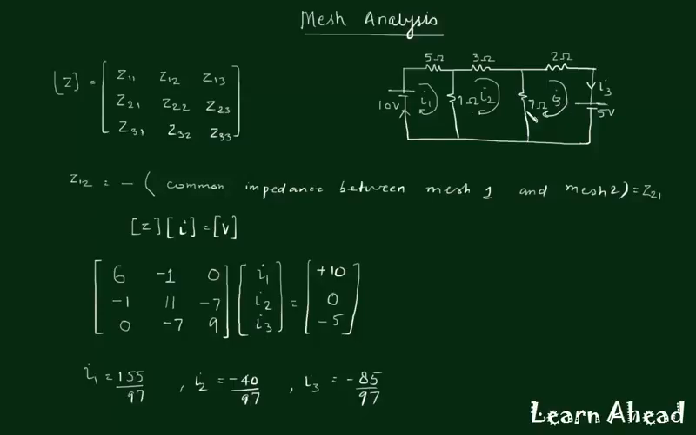And now, as you know the mesh currents, you can easily find the branch currents. In this branch the current will be I1. In this branch the current will be I1 minus I2, because I1 is in this direction and I2 is in this direction. In this branch the current will be I2 minus I3, because I2 is in one direction and I3 is in the other direction, so I3 will be subtracted. And this one is I3.